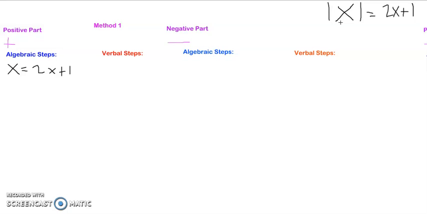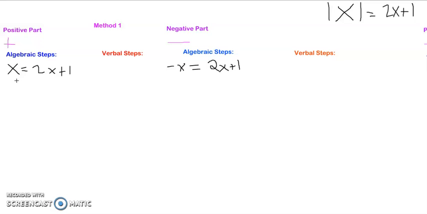We have the absolute value of x equals 2 times x plus 1. So let's write out our first method. So we have our positive part, the x equals 2x plus 1, and then we have our negative part. Negative x equals 2x plus 1.